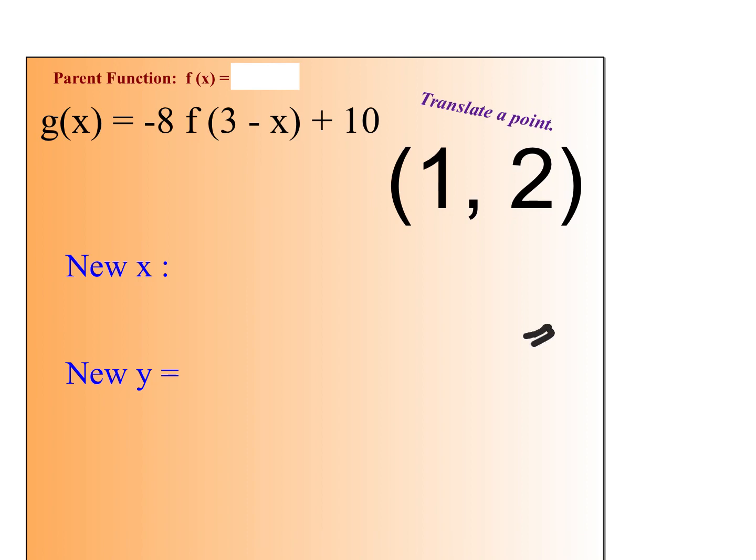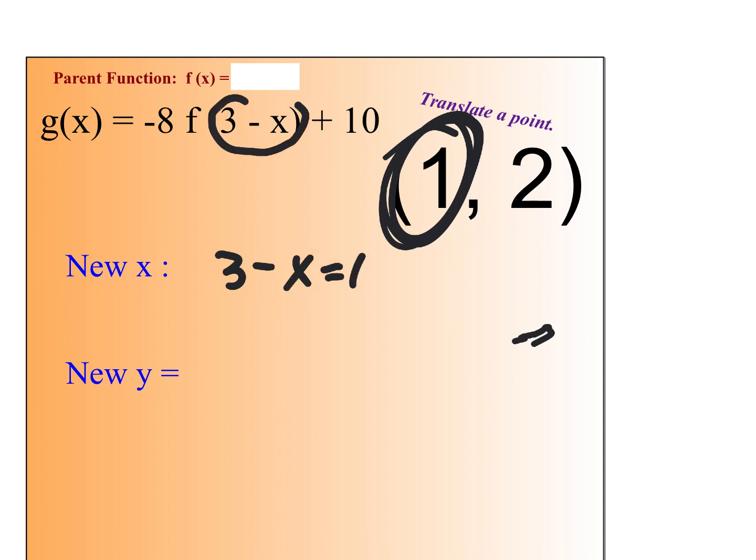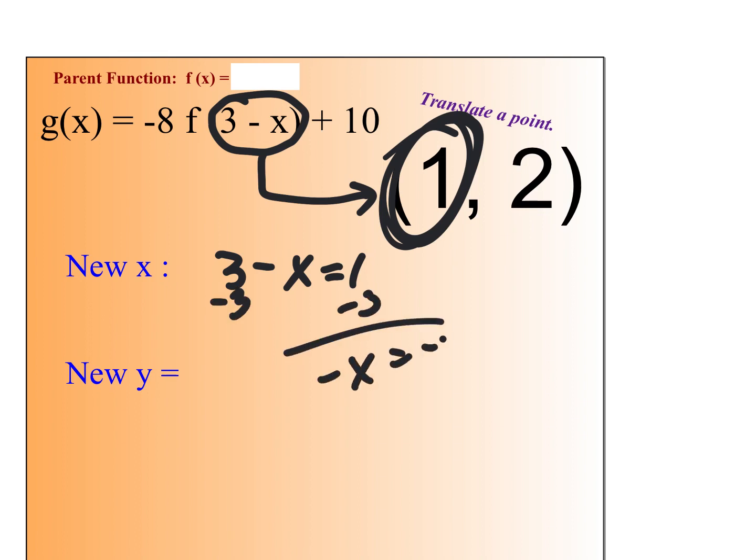All right, so the x value. L, can you tell me how to take this 1 and do something to it to get my answer? Nice, because that part right there is where the x would be, and x is 1. I like it. And then what do I do? Nice. Negative x equals -2. X equals 2. Raise your hand if you had x equals 2. Nice. And the new y value.